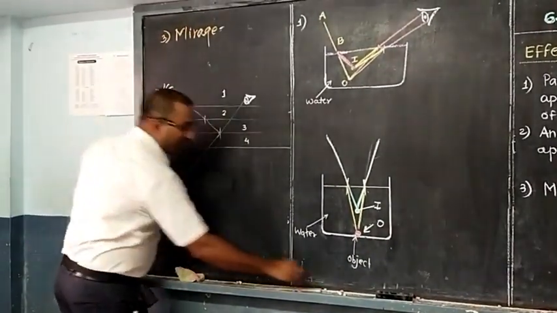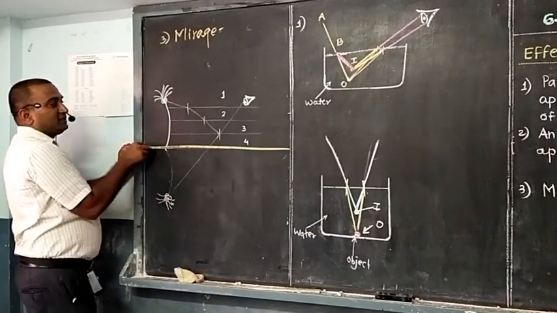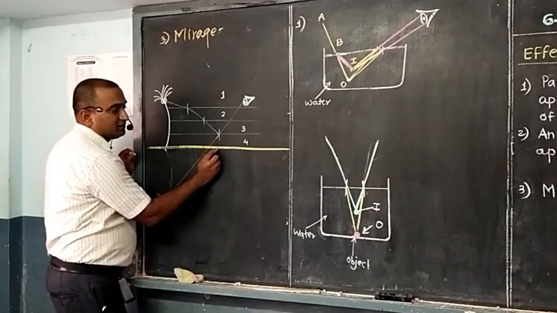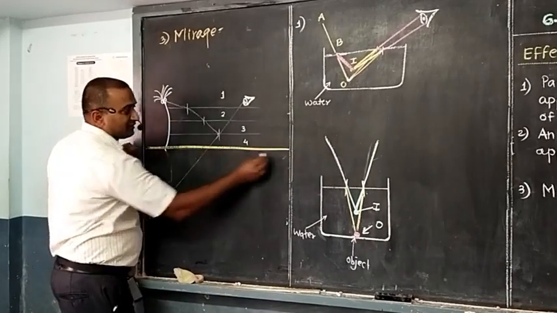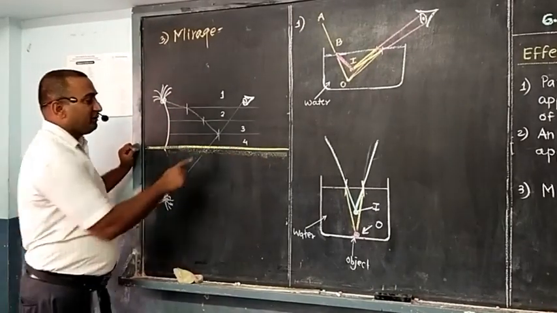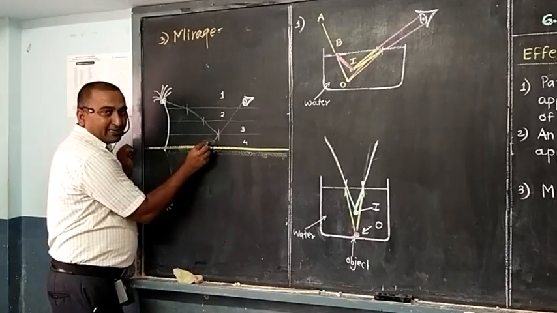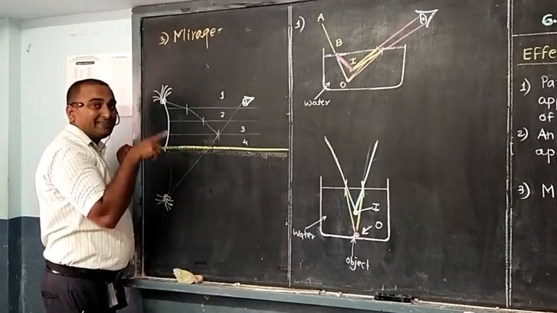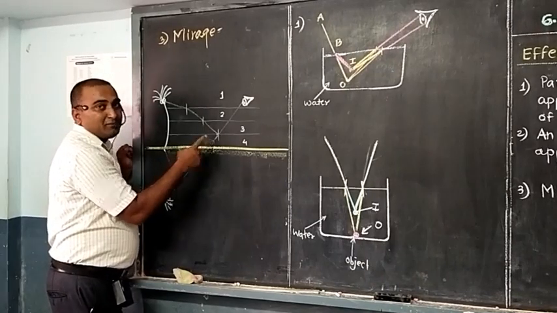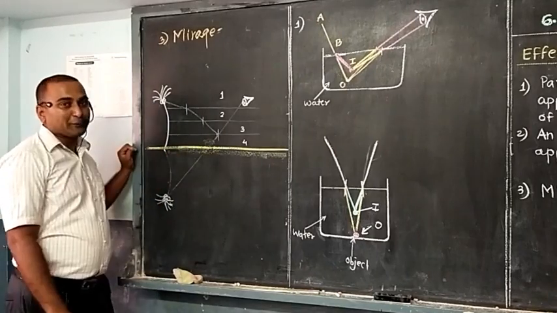See, this is a plain road or a desert. Within this, one tree is there. We know that this is a solid material, that is the road, and because of this it gets heated. So the air temperature above the road is a little higher. As the temperature is higher, the medium becomes rarer. So temperature plays a very important role.